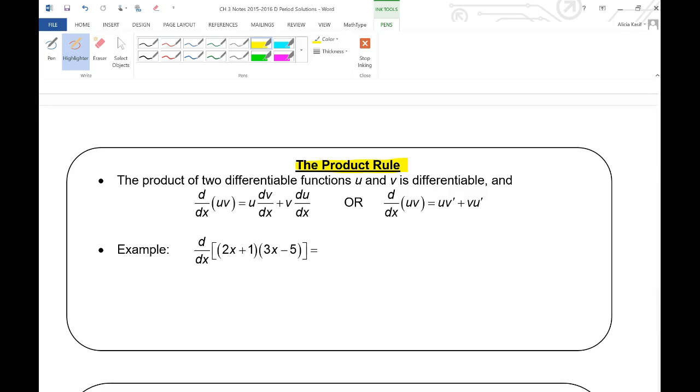So this is what we do. Let's say you have some function u times some function v. You separate it into 2 parts. You keep the first part the same times the derivative of the second part. And then you take the second one times the derivative of the first. Because of the commutative property, you can switch things around. Here's a different notation with prime: uv prime plus vu prime.